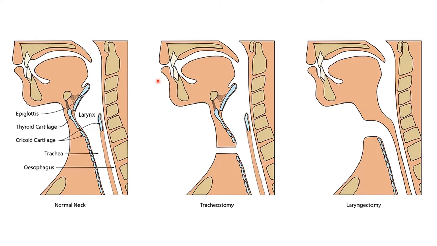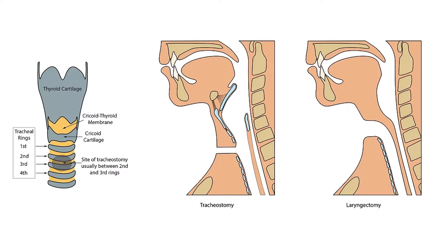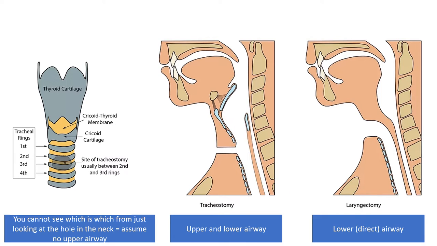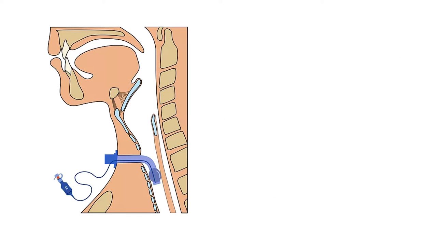The potential good thing about the tracheostomy is that they potentially have an upper airway that you can use if there's a problem here, but these don't. Here, that's the site between the second and third tracheal ring, where you will put your tracheostomy. So these both have the upper and lower airway. These don't. And you never know which one is which when they come in, unless they say so in their charts.